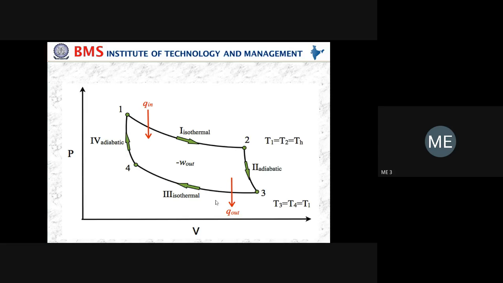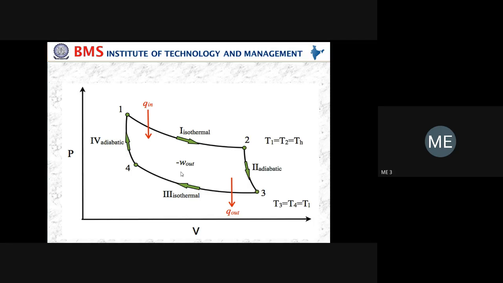Okay, and during this process, the heat rejection takes place to the sink. As I said, for any heat engine, we should have one source and one sink. Okay, so here the heat addition takes place at constant temperature, and the heat rejection takes place once again at constant temperature, that is, isothermal compression process.